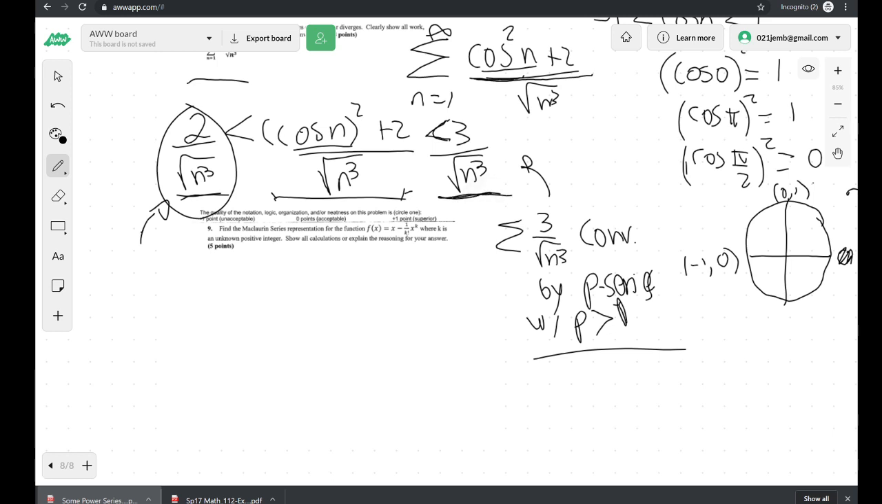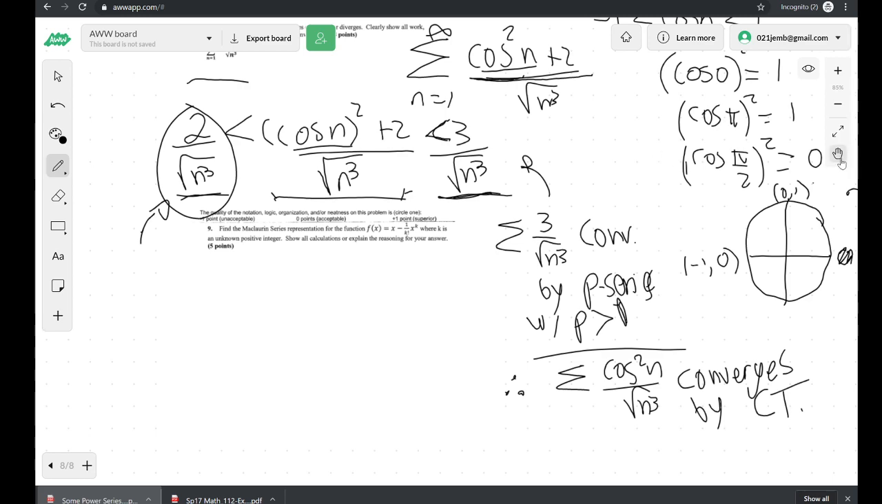Therefore, the sum from n equals 1 to infinity of cosine squared of n over the square root of n cubed converges by the comparison test.